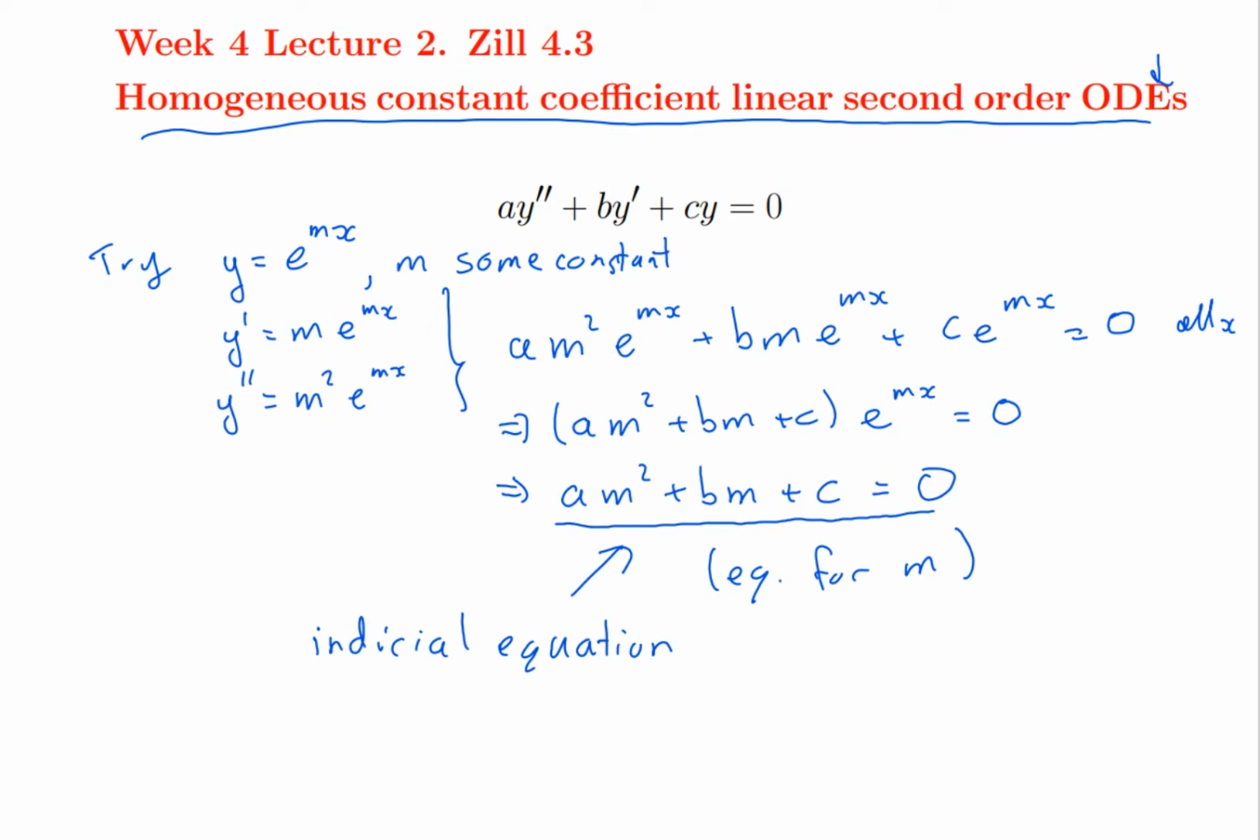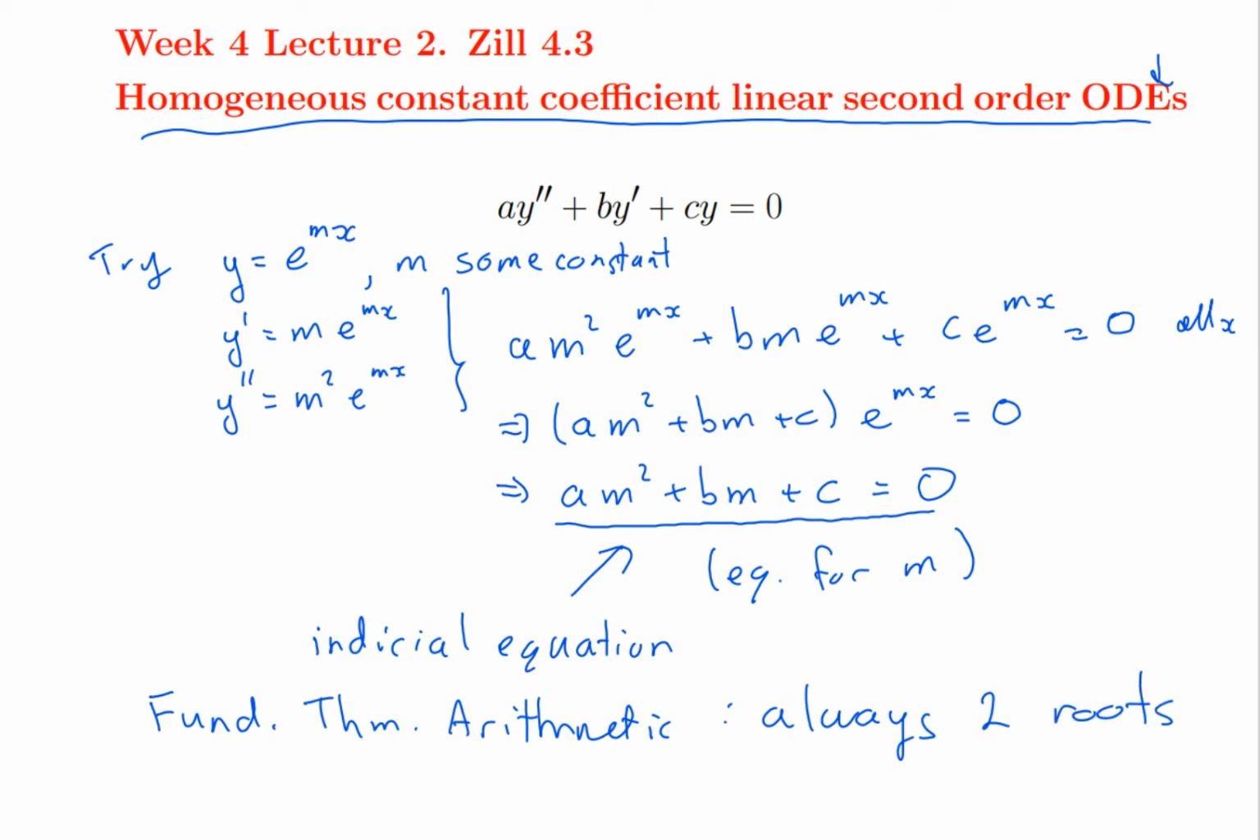Now, this is a quadratic equation for m, so it always has 2 solutions. That's the fundamental theorem of algebra, if I allow complex solutions. This will always have 2 roots. You might have a repeated root, but we'll handle that case. So we know we wanted 2 solutions, so we appear to be done. If I found 2 values of m, say 2 and 3, and e to the 2x and e to the 3x were both solutions, I could very easily show that they were linearly independent. I'd have found a fundamental solution set, I'd be done.